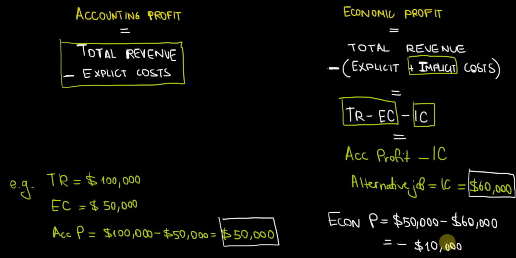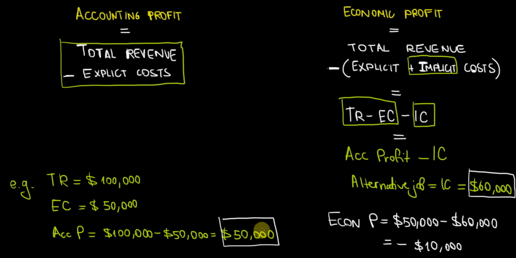Now, what does it tell us? Minus $10,000 does not mean that we are not making money in the business. That's accounting profit. All the economic profit does is compare the income, the benefit of one option, with the benefit of the next best alternative. So when we say that the economic profit is minus $10,000, what we're saying is that our implicit cost, our opportunity cost, our next best alternative is actually better than running the business.